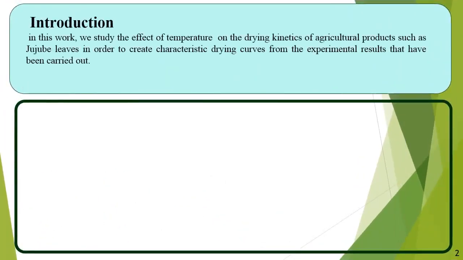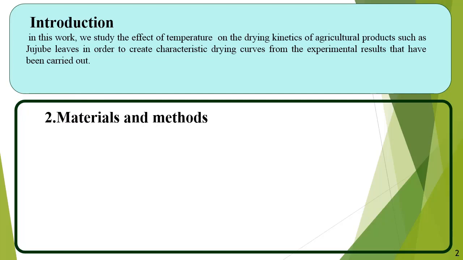Introduction. In this work, we study the effects of temperature on the drying kinetics of agricultural products such as jujube leaves, in order to create characteristic drying curves from the experimental results that have been carried out.